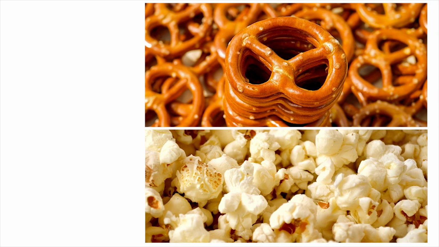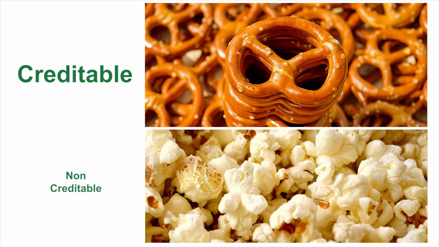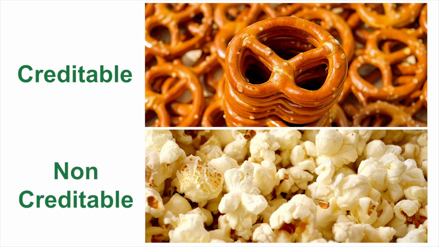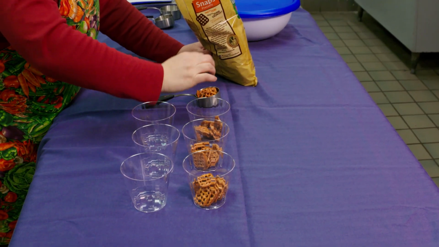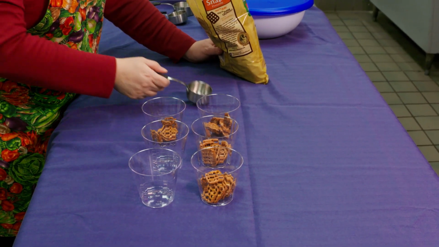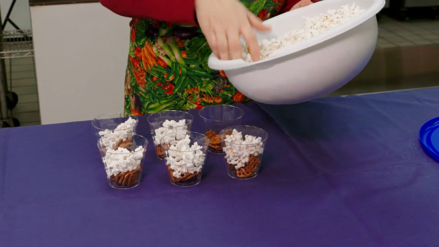Another reason you need a standardized recipe is if you are combining creditable foods and non-creditable foods. For example, pretzels and popcorn. Only pretzels are creditable as a grain. Therefore, a provider must have a standardized recipe that shows how each serving will have enough pretzels to meet the minimum grain requirement. The popcorn is an extra.